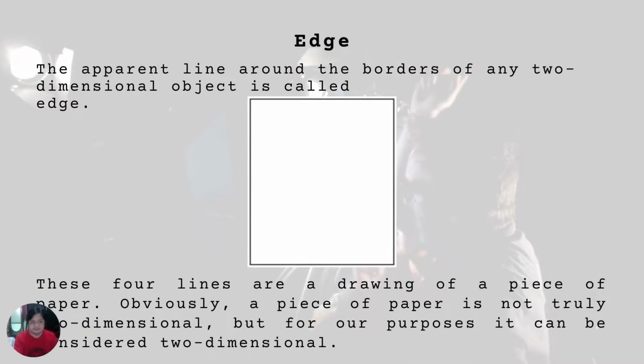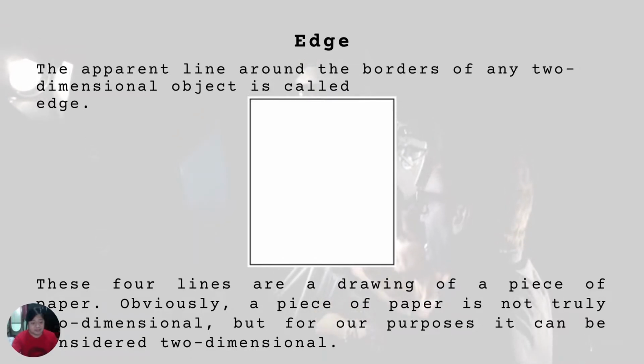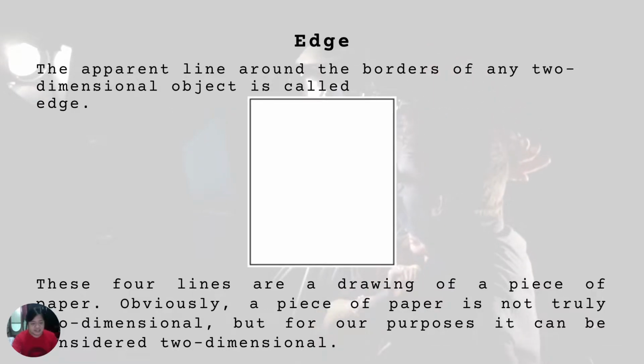Now, the first that we're going to talk about is the edge. The edge is defined as the apparent line around the borders of any two-dimensional object. Okay? These 4 lines are a drawing of a piece of paper. Obviously, a piece of paper is not truly two-dimensional, but for our purpose, it can be considered as two-dimensional, as you are seeing in front of you.